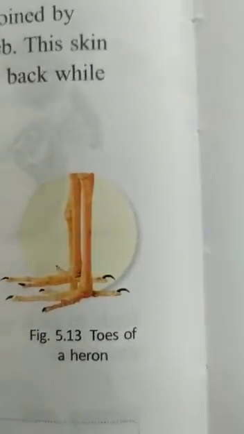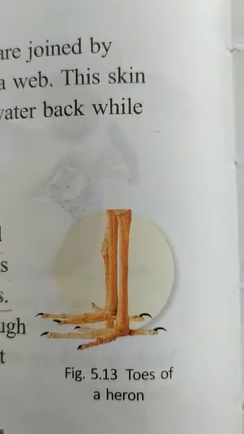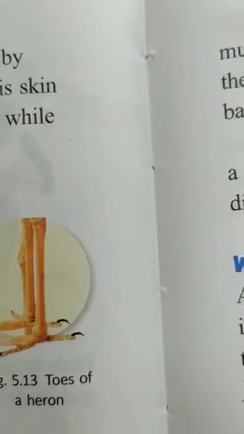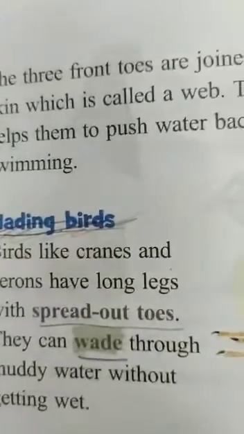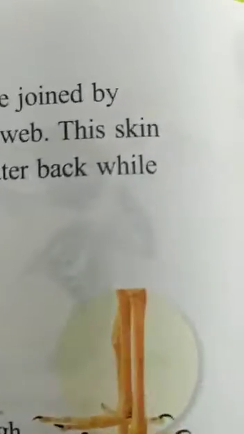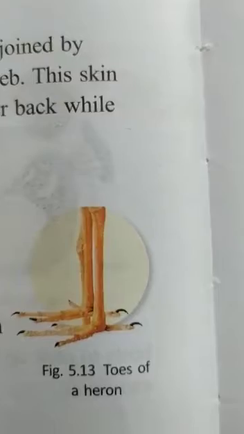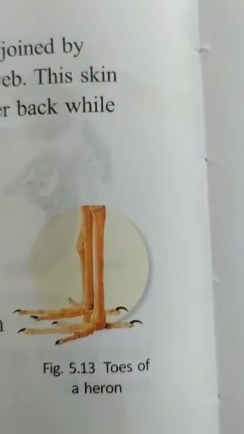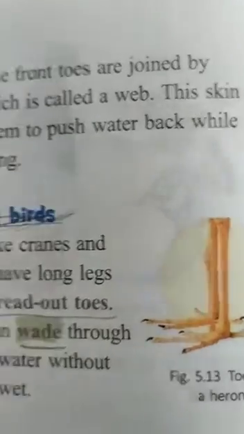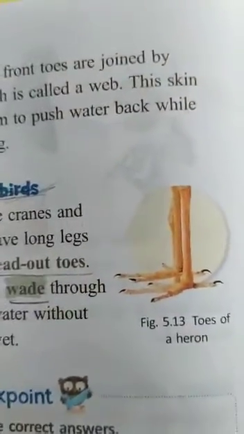But the herons and the cranes have spread out toes as well as long and slender legs. They can wade through the muddy water without getting wet. See, these long and slender claws are there, na children. When they are going into the muddy water, they can wade the water without getting wet. What do you mean by wading the water? To push backward. That is called as wading.